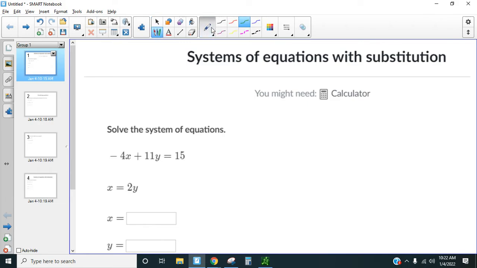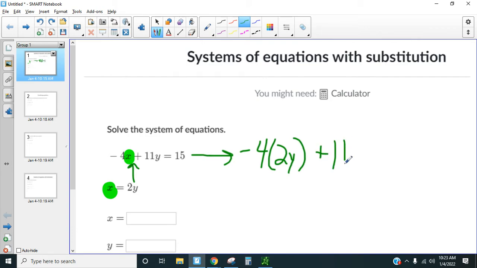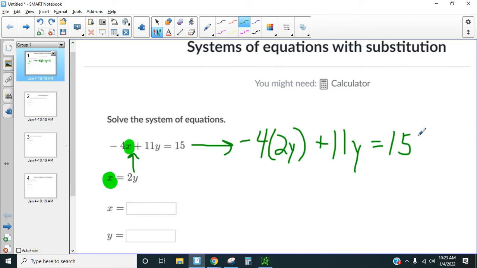So we're going to use substitution. So this is what we're going to use here. We're going to say 2y is equal to x. That means wherever there is an x, we are now going to plug in 2y. Wherever we see an x up above. So now this equation up here becomes, I'm always going to use parentheses, just like this. Sometimes I have to distribute a number, so I'm going to use parentheses here. In this case, we don't have to distribute.